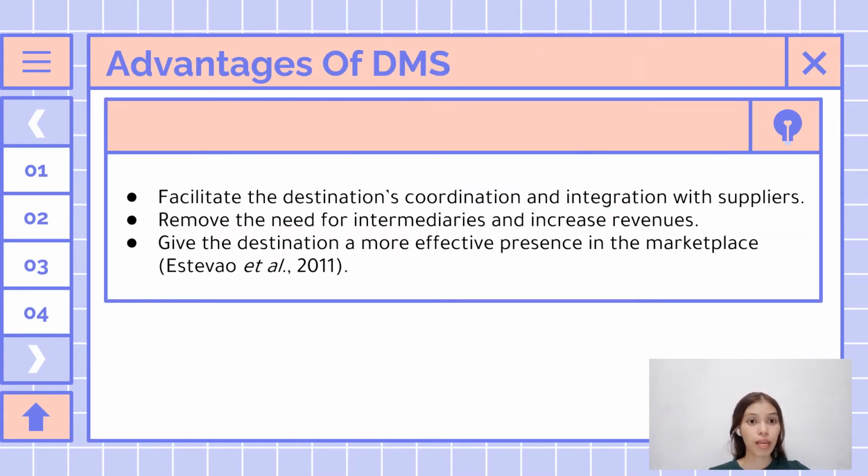There are 3 main advantages of destination management system. First one is to facilitate the destination coordination and integration with suppliers. Second, remove the need for intermediaries and increase revenue. And the last one is to give the destination a more effective preference in the marketplace.